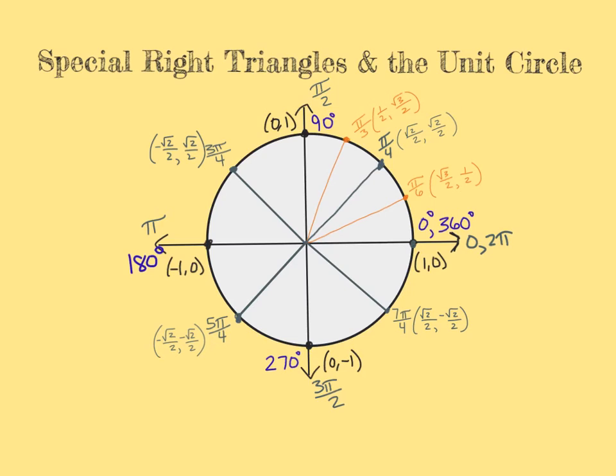However, depending on if you're going right, up, left, down, or right and then down, the positives and negatives change. So for example, 7 pi over 4, we're going in the x direction positive, to the right, but then we're traveling downward, so the y coordinate is negative. We can do the same thing for the pi over 6 and pi over 3 families.